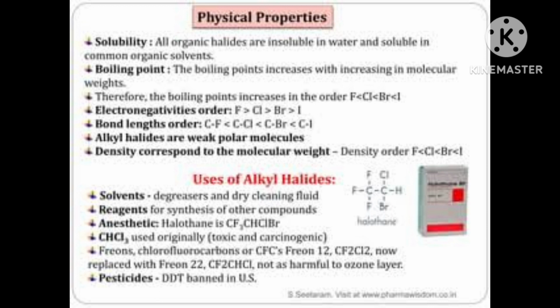For the same alkyl group, the boiling points of alkyl halides decrease in the order RI is greater than RBr, RBr is greater than RCl, and RCl is greater than RF, where R is the alkyl group, I is iodine, Br bromine, Cl chlorine and F fluorine. This is an important point. Questions are asked.